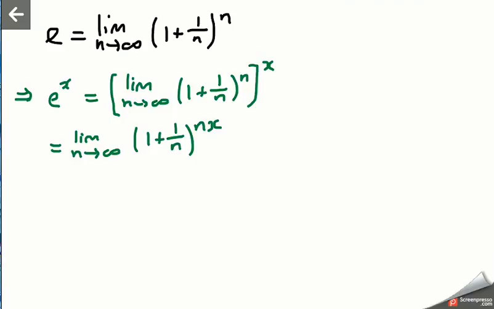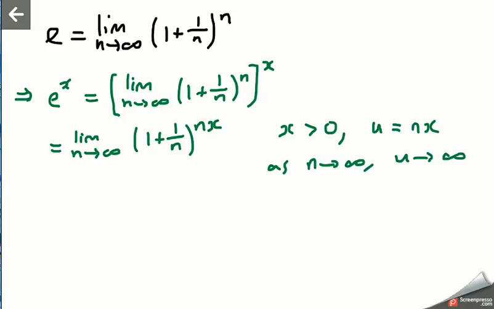Okay, and now we're going to suppose x is bigger than 0. There's only a minor modification needed if x is smaller than 0. So let's just suppose x is bigger than 0 for now, and let u, the letter u, equal nx. And then nice things are going to happen. In that case, if x is bigger than 0 and u is equal to nx, then as n tends to infinity, we can see that u tends to infinity.